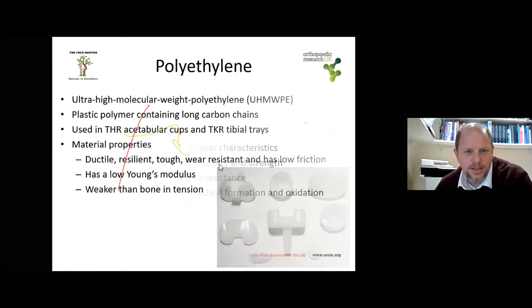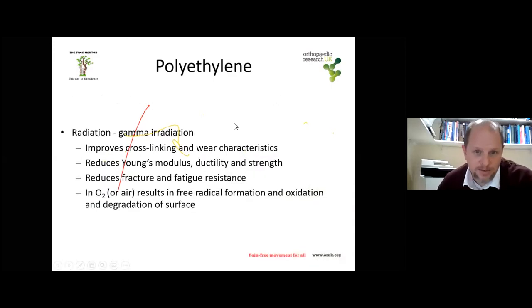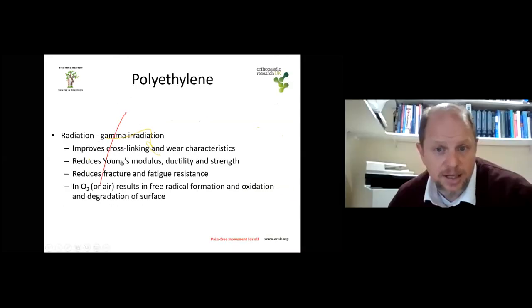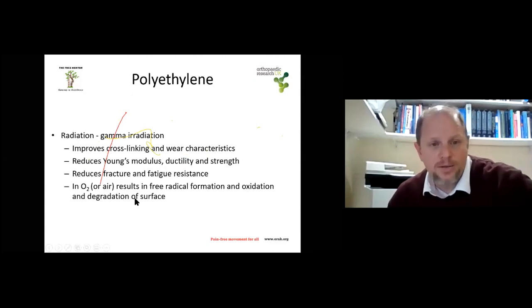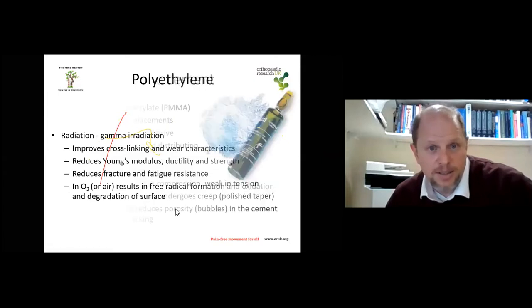One or two things about the material properties of polyethylene that sometimes come up are that they can be modified by the radiation that's used to sterilize it. So actually, radiation can improve its wear characteristics, but it has a negative effect on its Young's modulus, its ductility, and its strength. And historically, although they don't do it anymore, of course, they sometimes used to irradiate in air, but that created free radicals, which led to very poor wear characteristics.